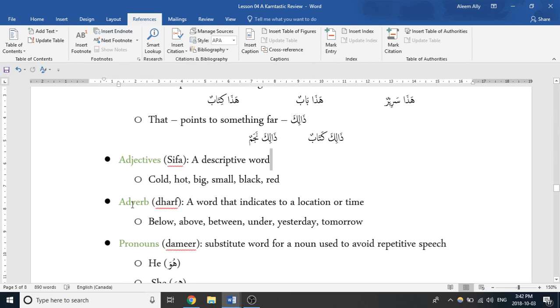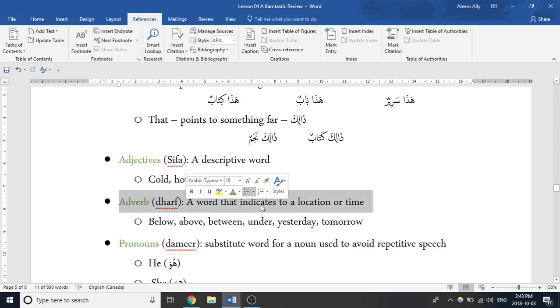Next up is adverb, which in Arabic is known as dharf, and that's a word that indicates a location or time. So words such as below, above, between, under, yesterday, tomorrow. So below the bed would be considered a dharf or an adverb because it's pointing to a specific location, right?